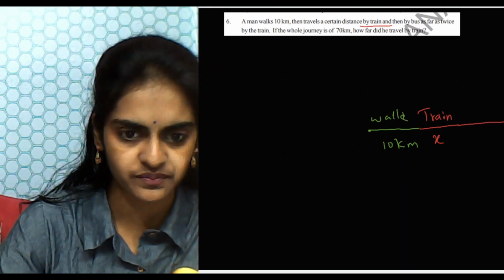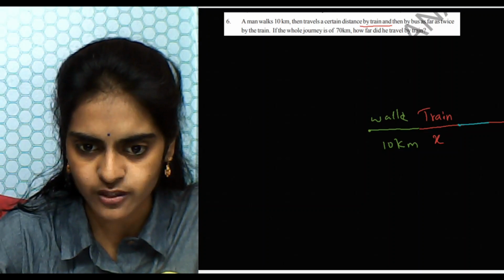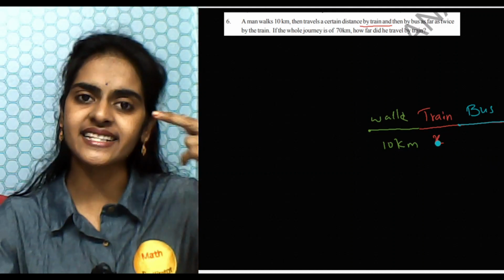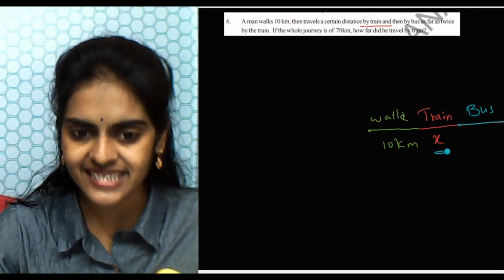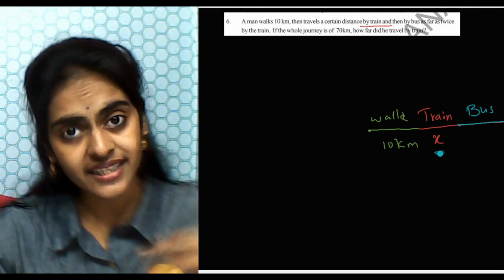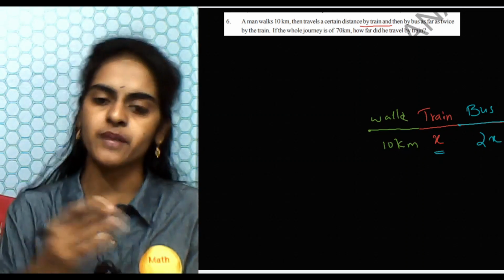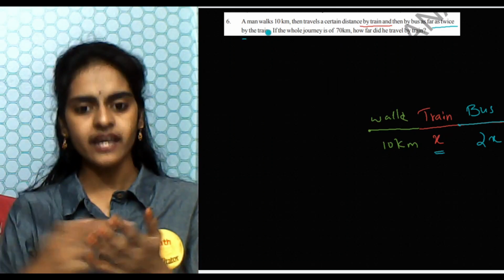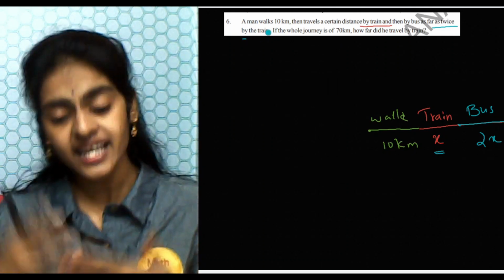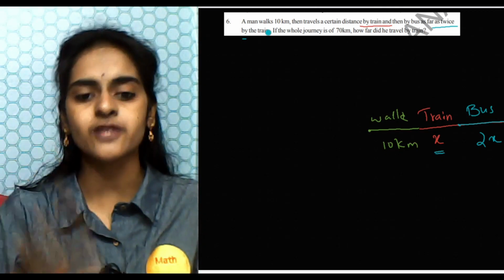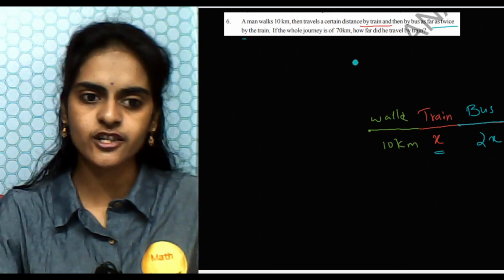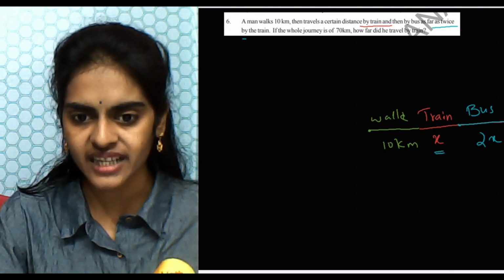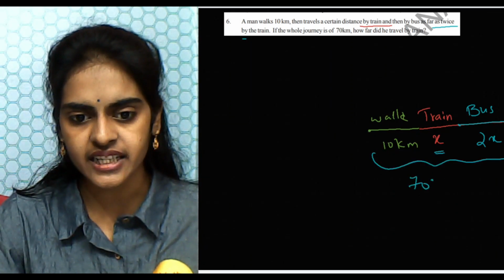Okay, let me change the color. Now from this point he is going by bus. How much distance is he going by bus? He is going twice the distance as the train. Suppose x is the distance he traveled by train, so double the distance, that means 2x distance he is going by bus. Understood? And now the whole journey is 70 kilometers. That means this complete thing, from here to here, is 70 kilometers.